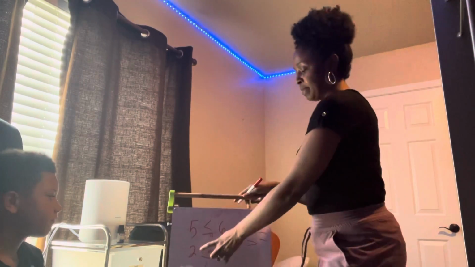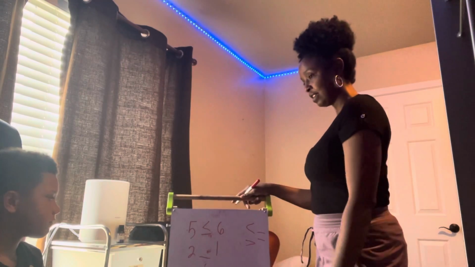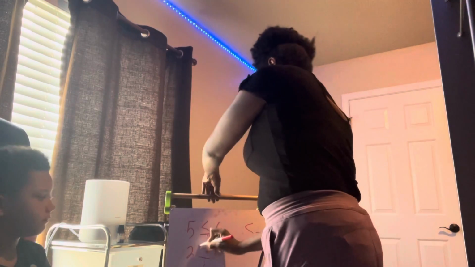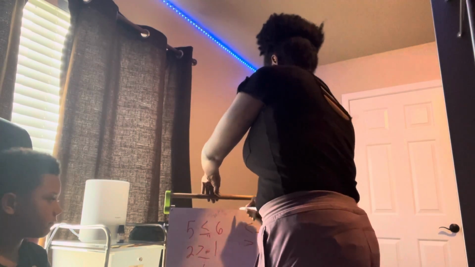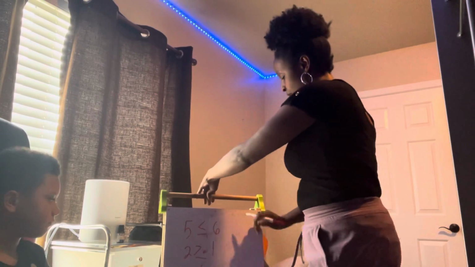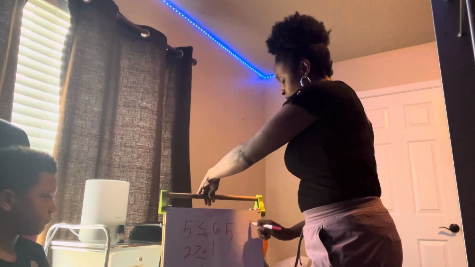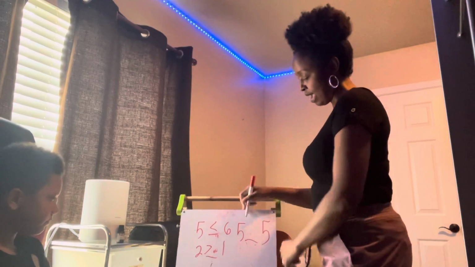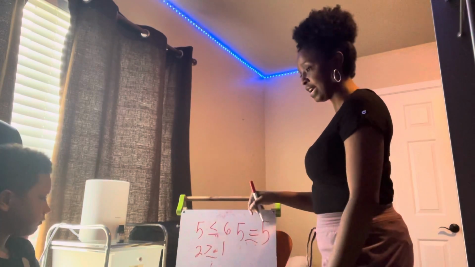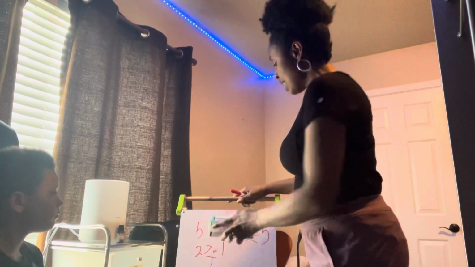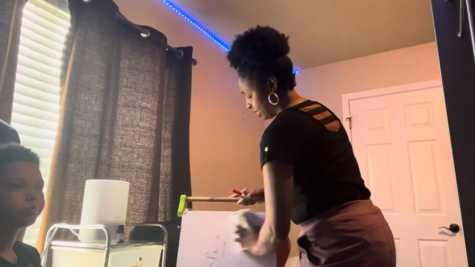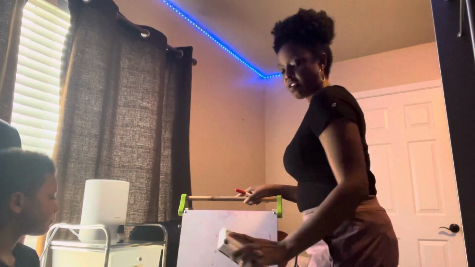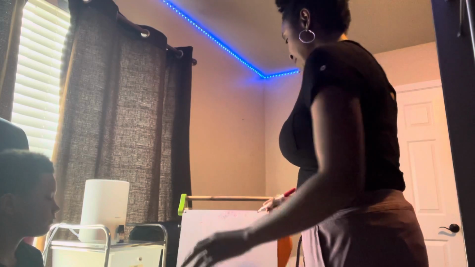So let me give you another example. What would this answer be? Greater than or less than sign? Greater than. Good job. So now one more example. Would this be greater than, less than, or equal? Equal. Right. When the same number is on both sides, it is equal. So now we're going to turn this around with fractions. First, we're going to start off with fractions with common denominators.